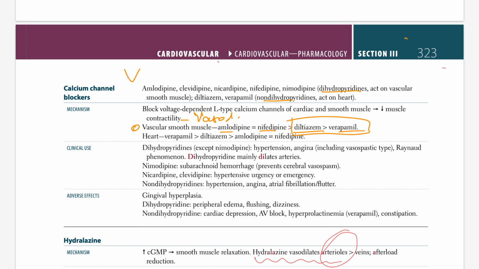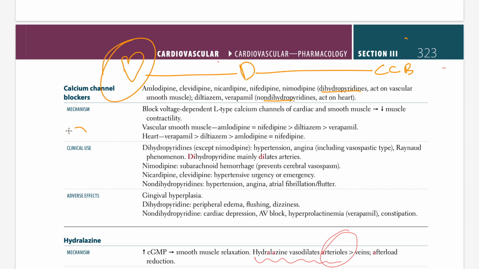Verapamil, just think about heart. V for heart. Verapamil is a V, which is a heart. Diltiazem, it's everything. And all the rest of the CCBs are just the vessels. Again, they're going to tell you the same thing. Heart: verapamil, greater than diltiazem, greater than amlodipine, equals nifedipine. You know this, and you're good to go.